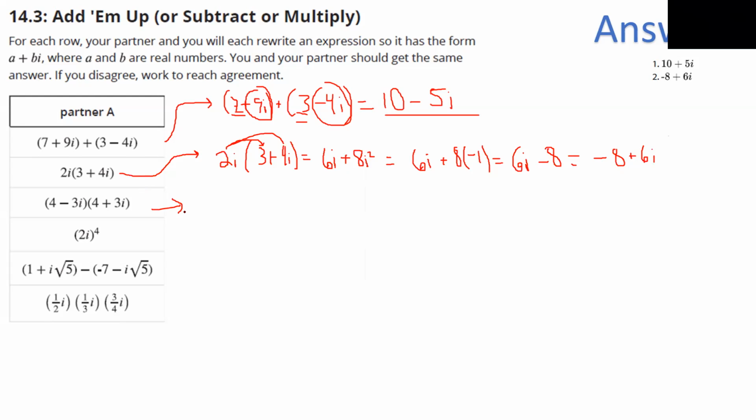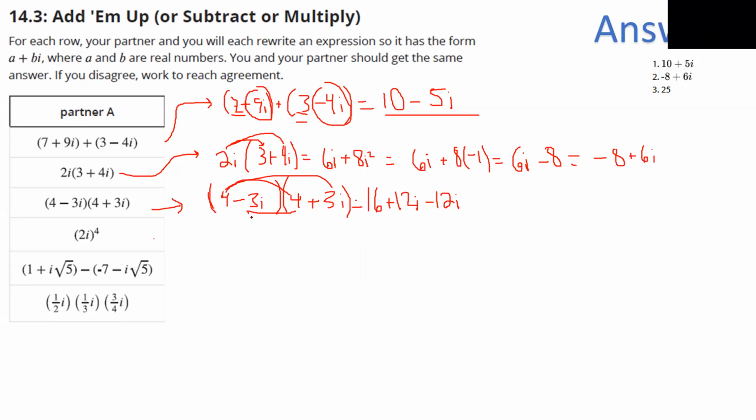All right, you should have already been done. So when we have this situation, our answer is gonna be 25. And now I'm gonna go over this problem here. So this is a foiling problem. So 4 minus 3i times 4 plus 3i. So we're gonna FOIL this, and when I say FOIL, I literally mean we're gonna be multiplying. So 4 times 4 is 16. 4 times 3i is 12i. Negative 3i times 4 is negative 12i.